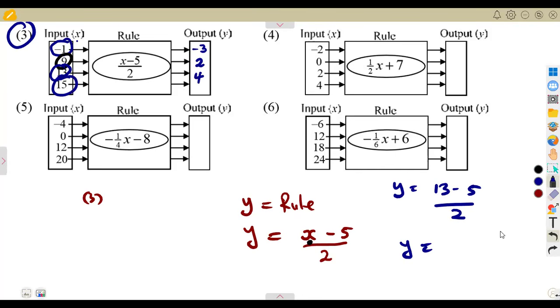When x is 15, you do the same thing. In place of x, you just substitute 15. This will give you 5 at the end. So that's 15 minus 5, which is 10, divided by 2, which is 5. So that's how you play around with this.